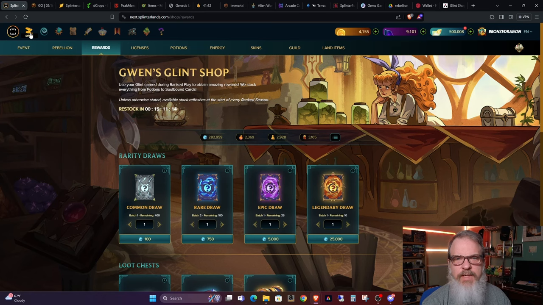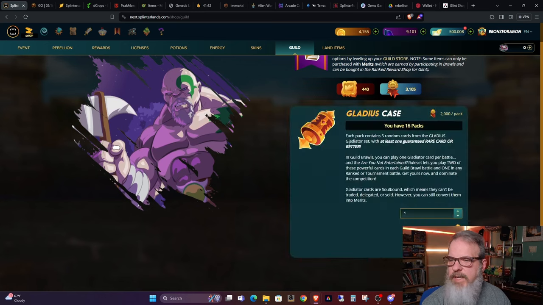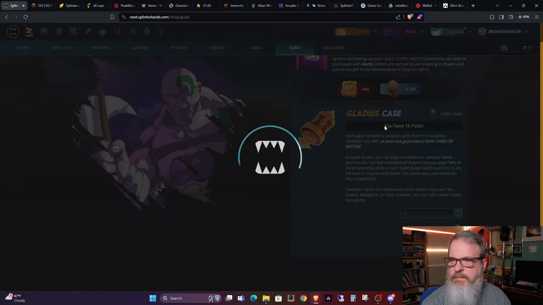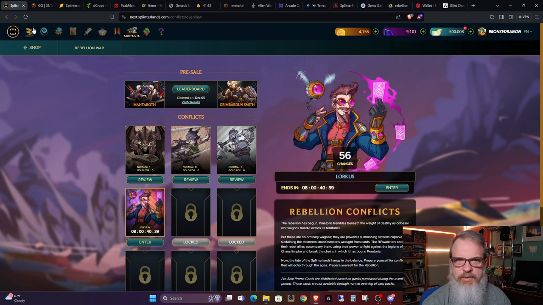I may have enough to, let's go into the guild. I have enough, I can buy another Gladius pack, because I'm getting ready to open some that I have built up over time. So we have that, but while we're here, I wanted to call to your attention something that Nate had talked about in the previous town hall: they added the conflicts to the top bar, where you can access that directly if you want to check out your conflicts instead of going in through the shop. I think that's a good idea.